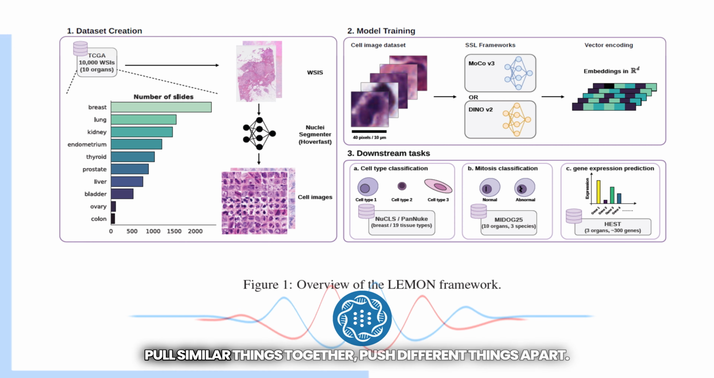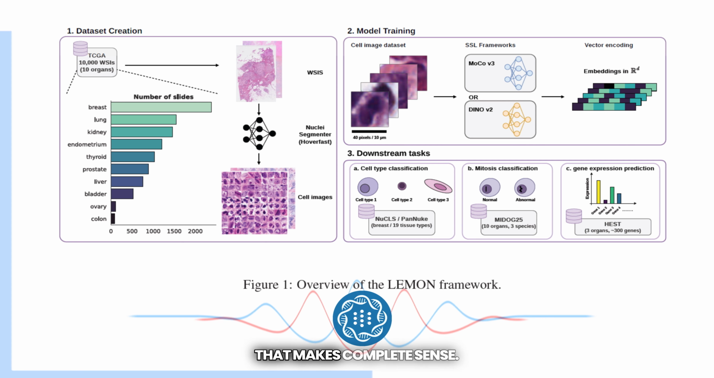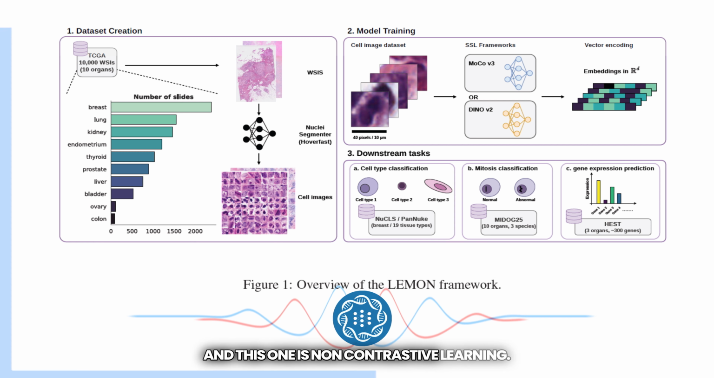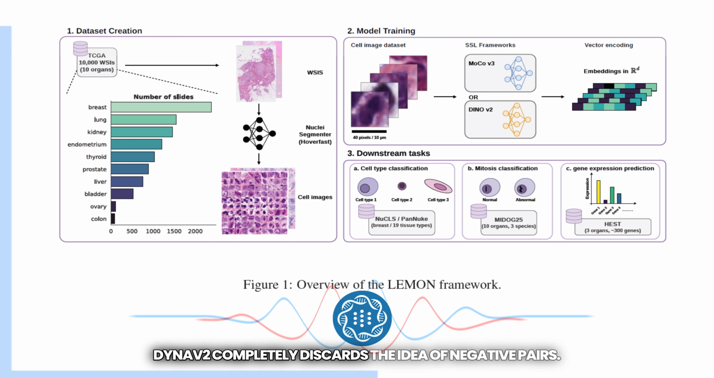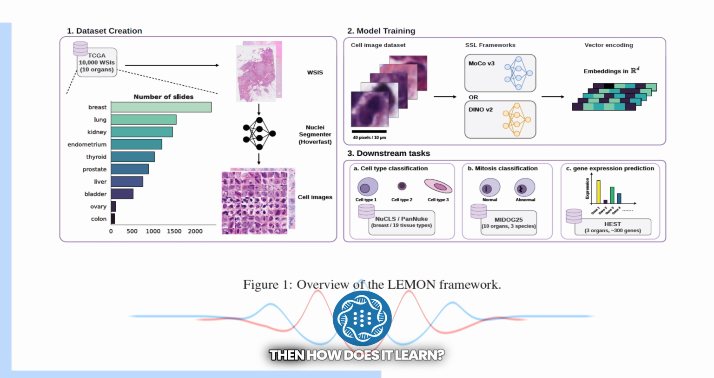Okay, pull similar things together, push different things apart. It builds a map based on similarities. That makes complete sense. But then there's DINOv2, and this one is non-contrastive learning. Right, DINOv2 completely discards the idea of negative pairs. It doesn't push different things apart at all. Wait, really? Then how does it learn?